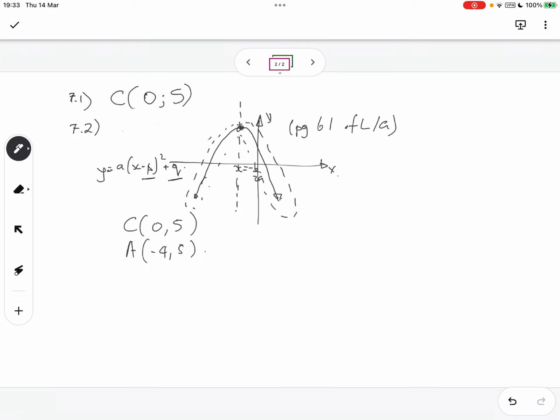Okay, we've got C. Determine the equation of the parabola. We're given the turning point plus 1 point. We're not given the turning point, we're given the other points. We're not given 2 roots, we're given 1 root.